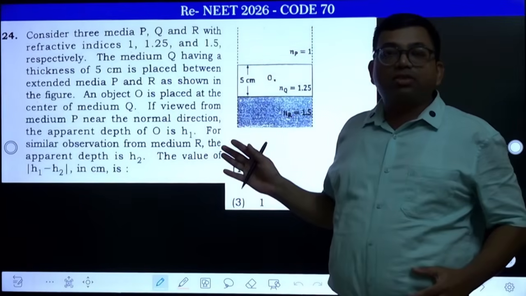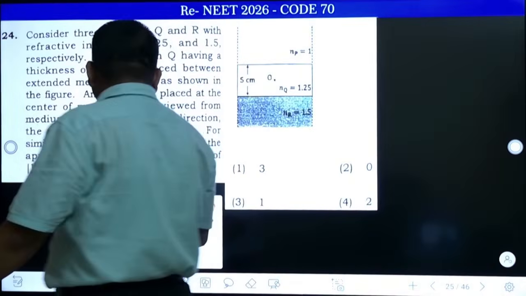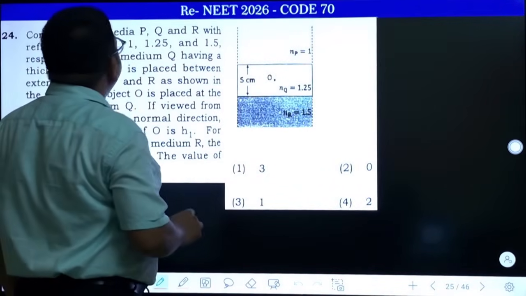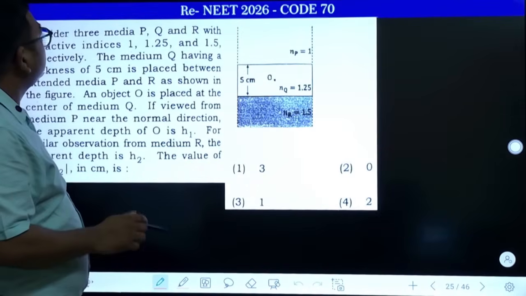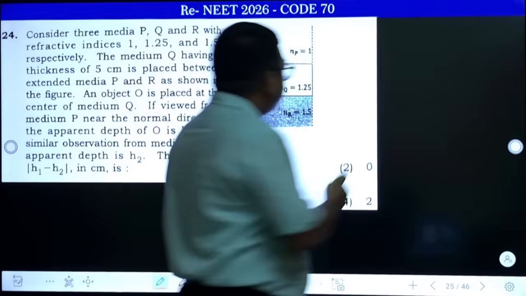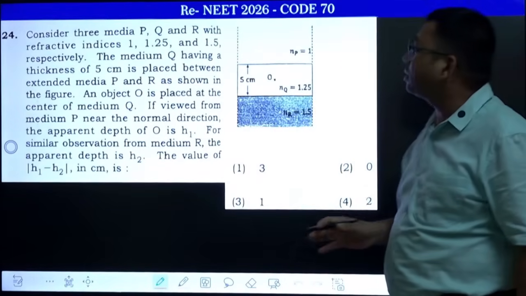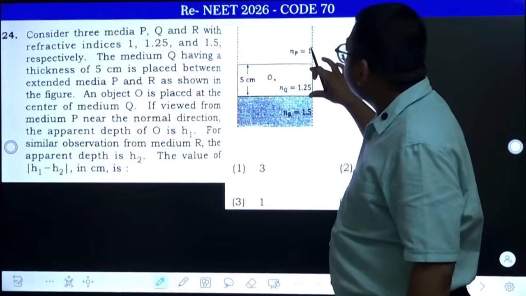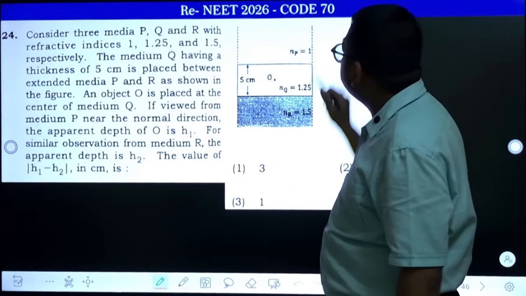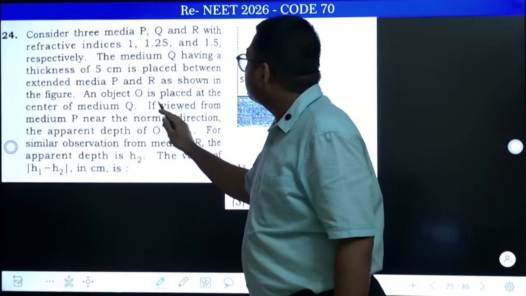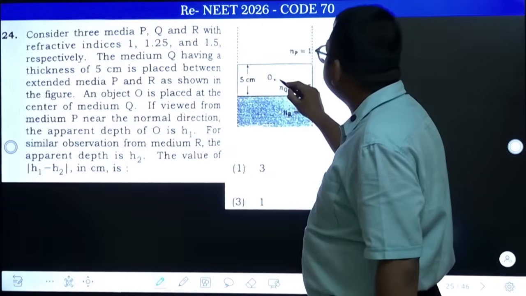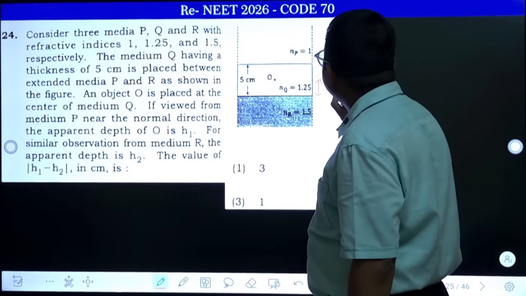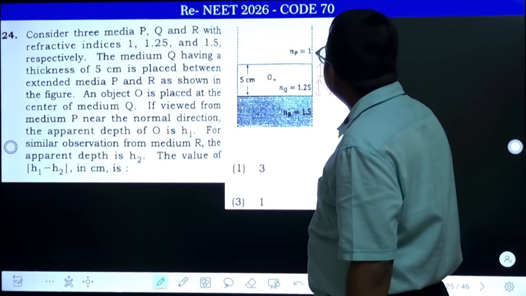Okay, so let's discuss this question. Consider three media P, Q, R with refractive indexes 1, 2. So here three media are given and their refractive indexes are also given. What we are saying, the medium Q having a thickness. So here this medium thickness is given, right? Object O is placed at the center. That means exactly in between. That means this distance is half of that, 5 by 2. This is also 5 by 2, right?